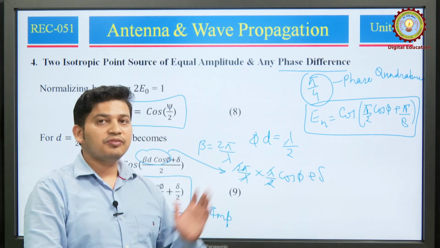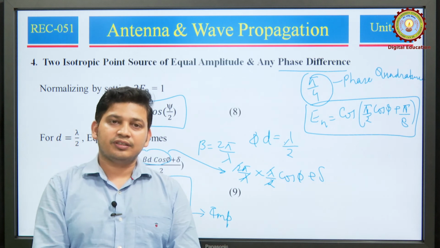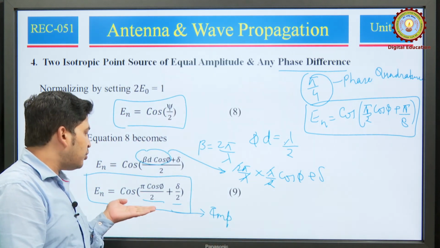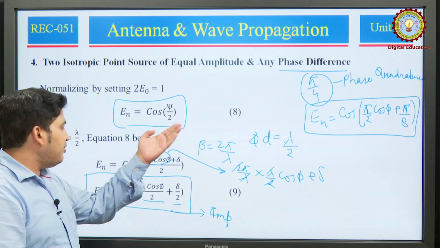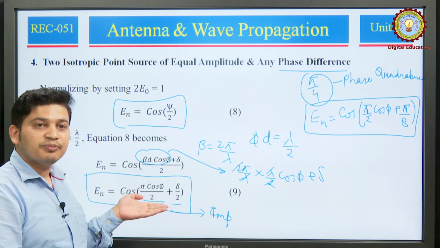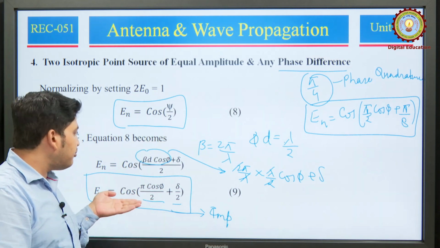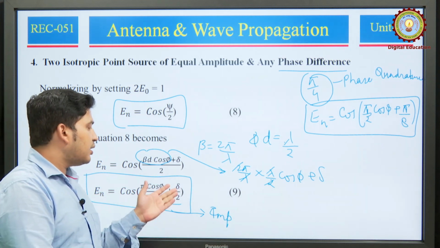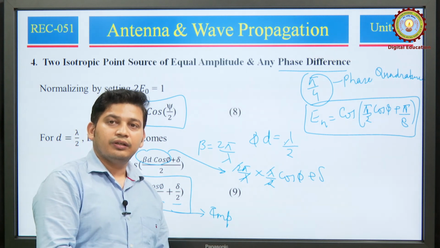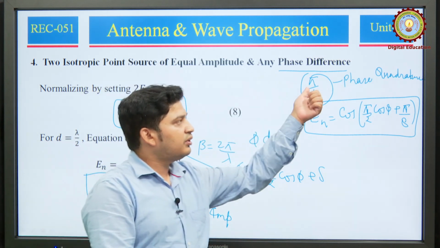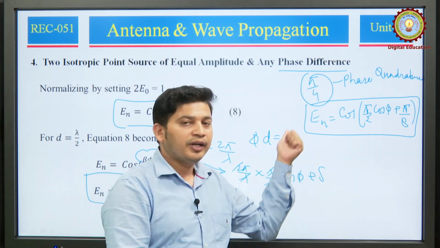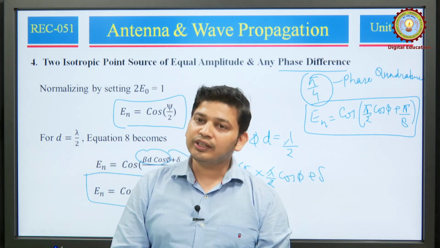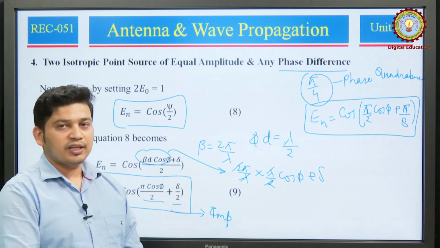And the fourth case we have considered is any phase difference. So, this way we simplify to reach our final conclusion for any phase difference. The normalized field pattern is nothing but cos of (π by 2 times cos φ plus γ by 2). So, γ can be any value: phase quadrature, π by 2, π by 6, π by 8, whatever. Just put it in and we will finalize our expression.